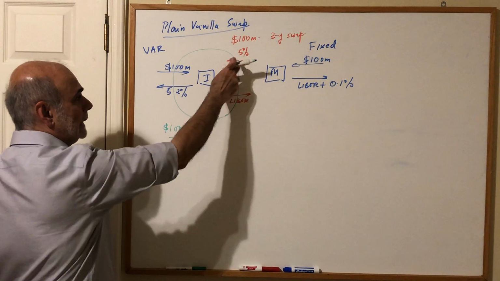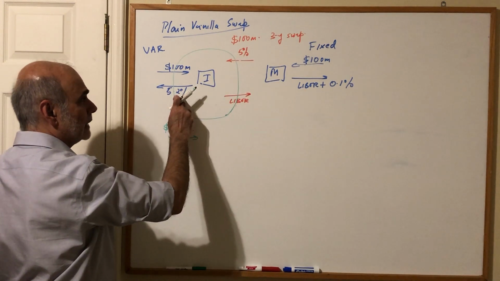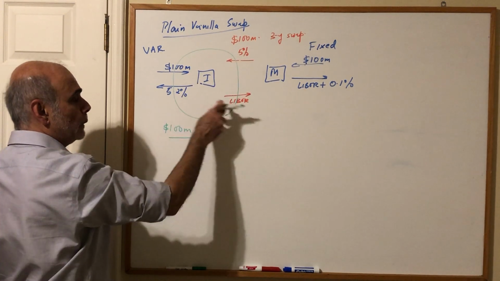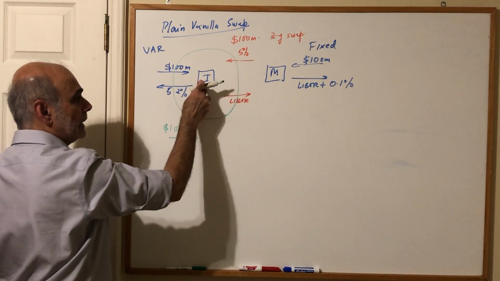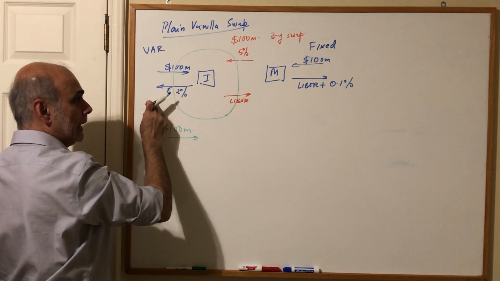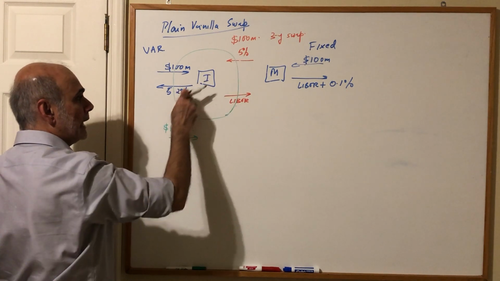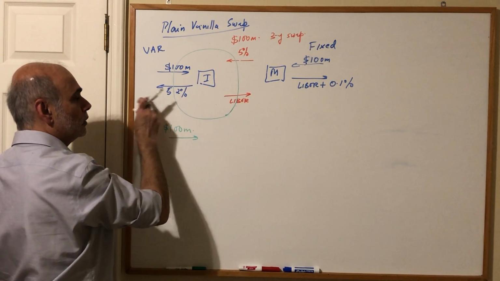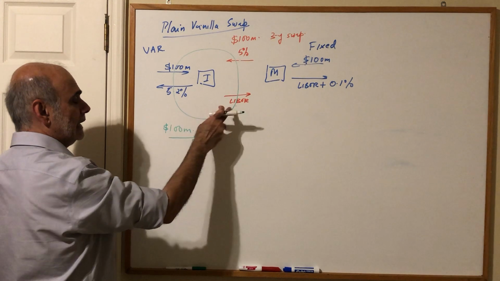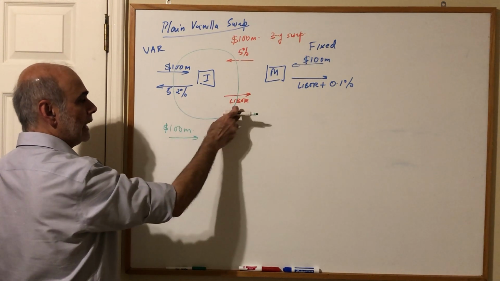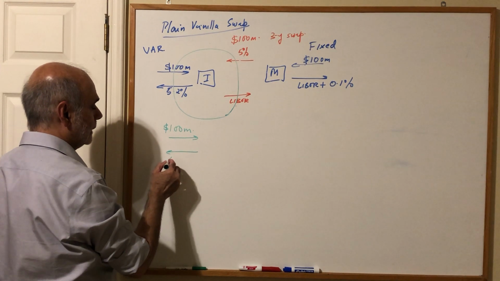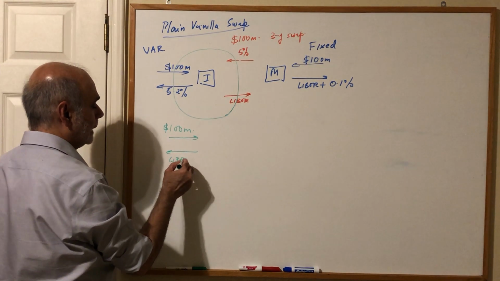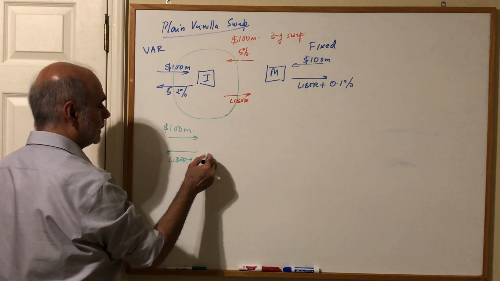Okay, now there are three interest rate arrows, right? There are two fixed and one variable. So I can net out the two fixed. There's 5 coming in, 5.2 going out. So the net effect of that is 0.2 going out. And then 0.2 going out, and there's a LIBOR going out. So the net effect of that is LIBOR plus 0.2 going out.